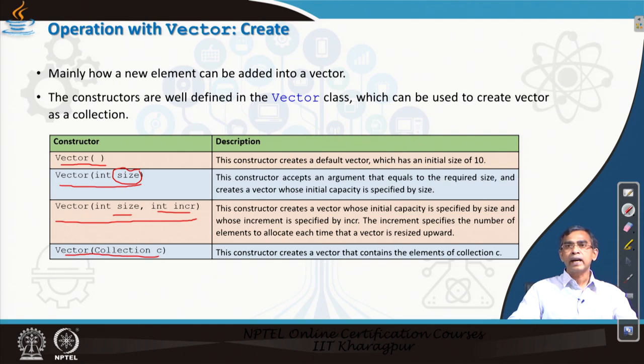If you already have a collection at the moment you want to create a vector, then you can pass this collection as an argument, and a vector will be created, initialized with all the elements in the collection. This collection can be anything: a dictionary, an array, or any other collection. So, these are the different constructors in the Vector class definition, and you can use them to create your vector.